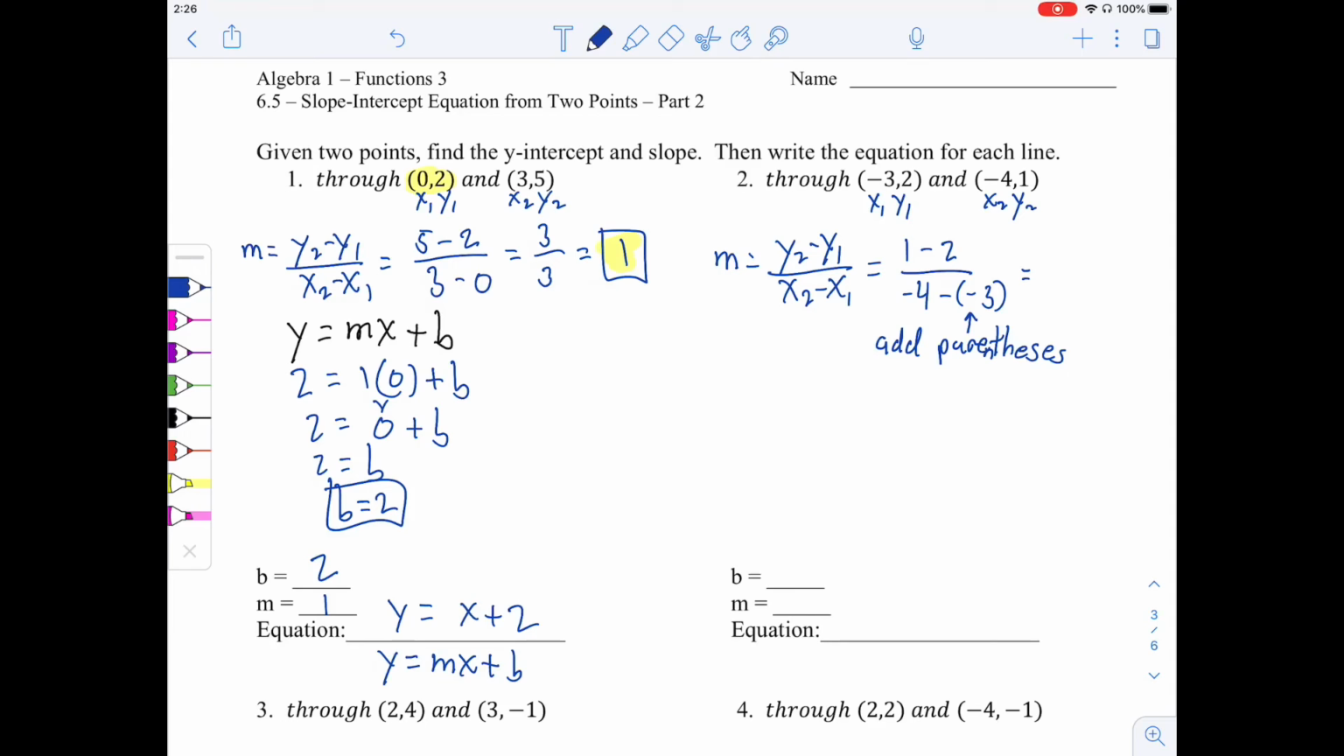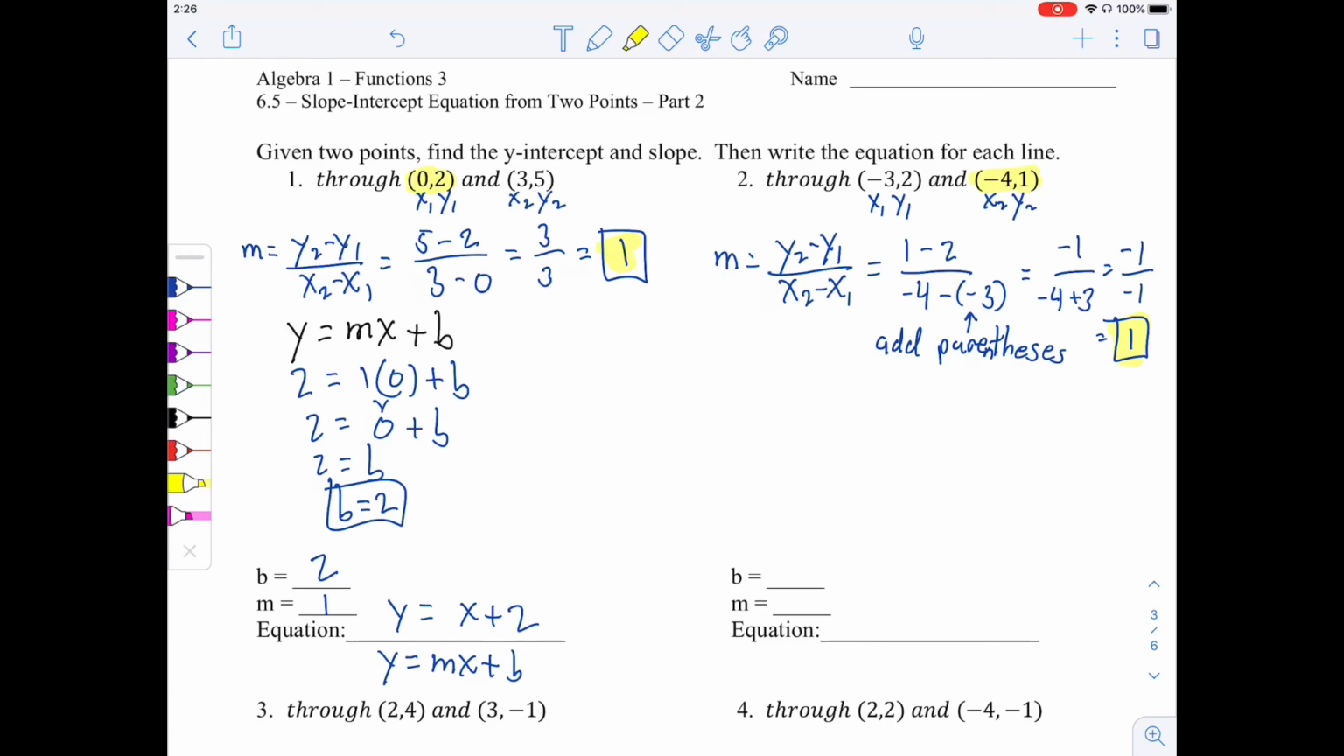Right? So 1 minus 2 in the numerator is going to be negative 1. In the denominator, now you have negative 4 and the double negatives. So the parentheses keeps that separate, right? Double negatives will be addition, so plus 3. So you have negative 1, and a negative 4 plus 3 is negative 1 again, and that is positive 1. Right? So your slope is going to be positive 1, and then you're going to use one of your points.